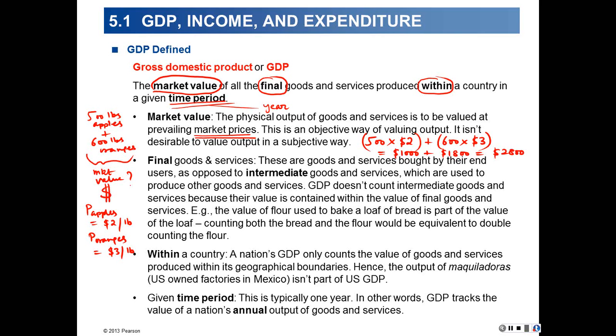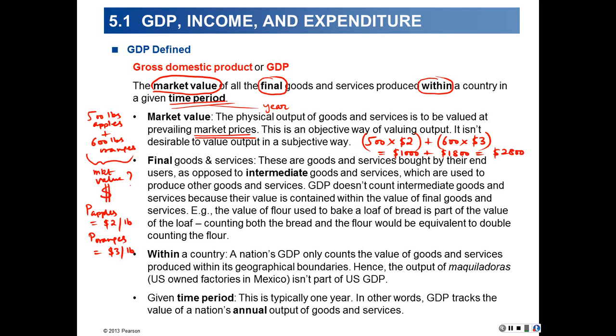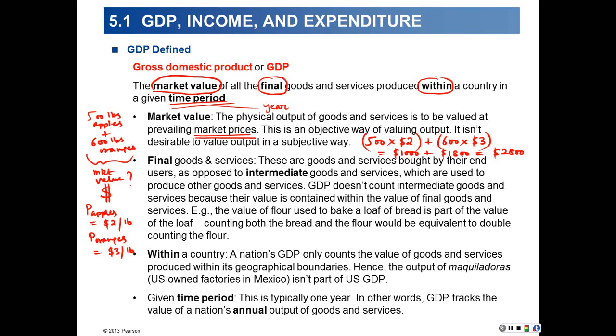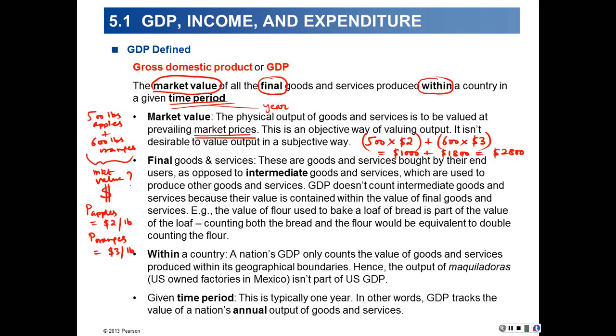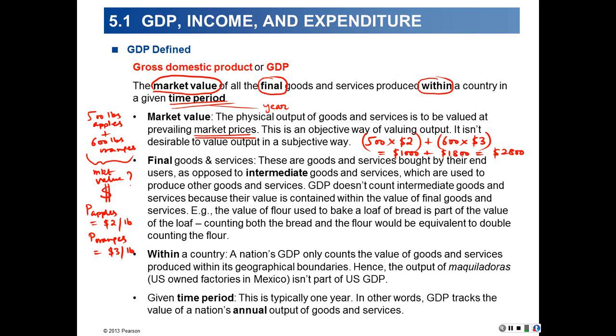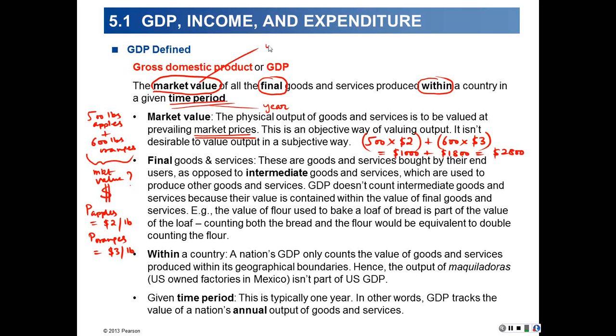So this is the first part of our definition. So GDP is then the market value of the nation's output. And to figure out market value, you need market prices. Correct? Now, why is this important? Why is it important that we actually say market value? Because market values are objective.